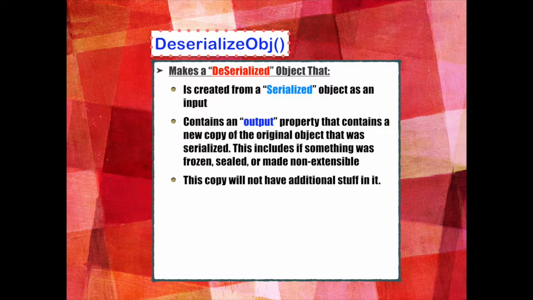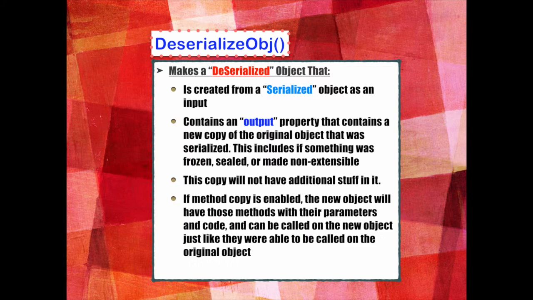This copy will not have additional stuff in it. Just like the input was not modified, the copy will be a copy of the input. There's no need to have extra information saved in it in order to make this work. If method copy is enabled, the new object will also have those methods, with those methods' parameters and code, which can be called on the new object, just like they were able to be called on the original object.